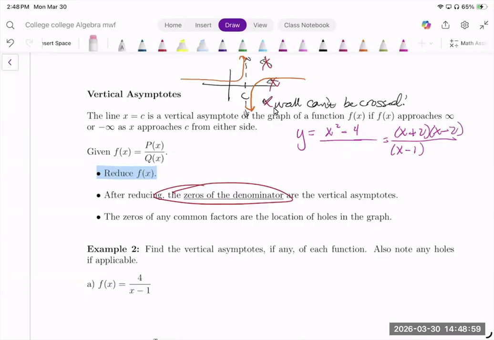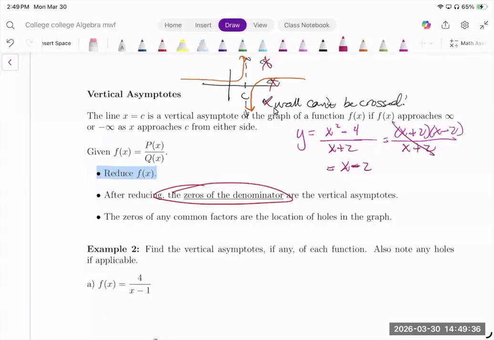Let's see. Let me just make it easy. Say it's x squared minus 4 over x plus 2. Then those cancel out, and we actually treat this graph like x minus 2.